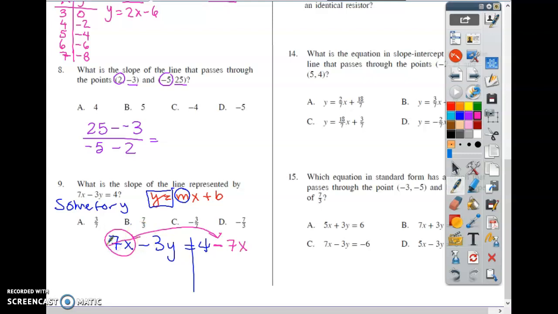Once you do that, what's the last step? If these two are multiplying, what do you do? Divide. So divide by negative 3, divide by negative 3, divide by negative 3. Y equals. So put it in decimals: 4 divided by negative 3 and negative 7 divided by negative 3.